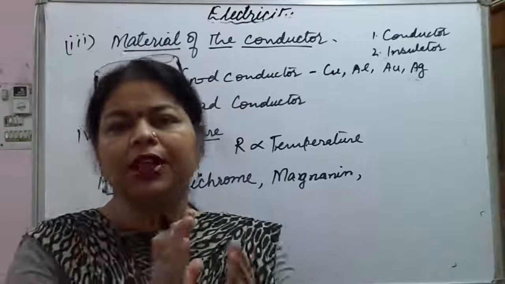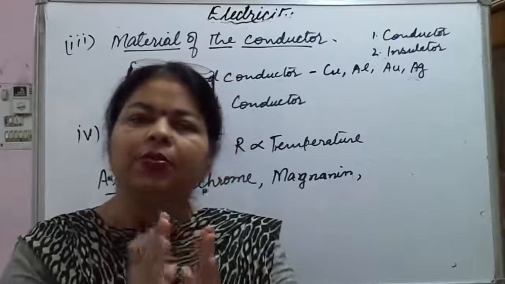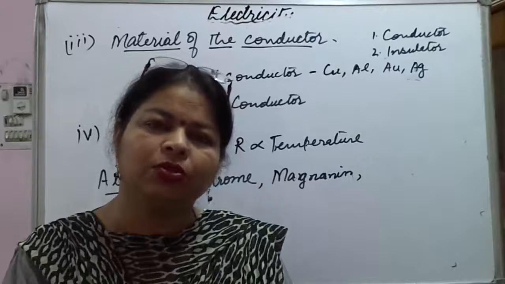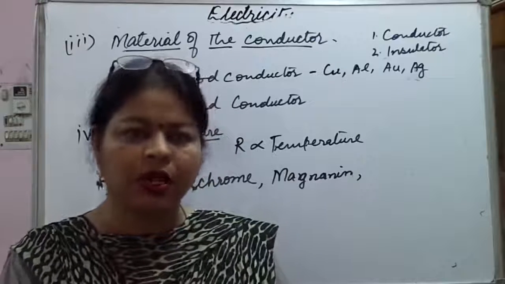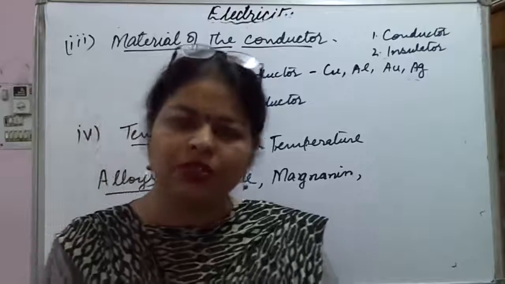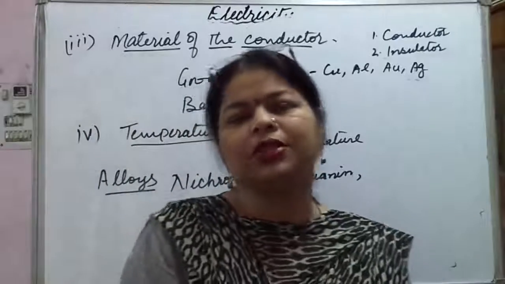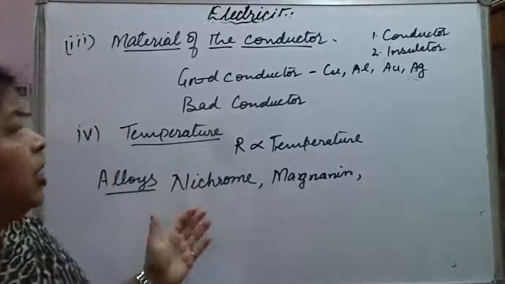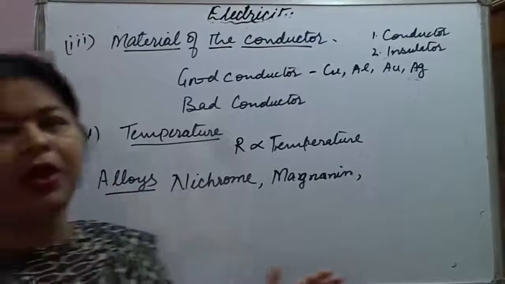When the collisions of the electrons increase, the temperature increases, and heat is produced. That heat is used by us in various applications. Fine. So this is how we discussed the factors on which the resistance of a conductor depends.